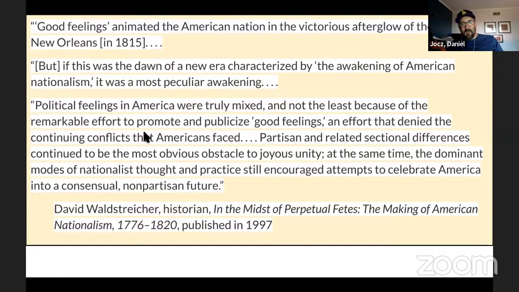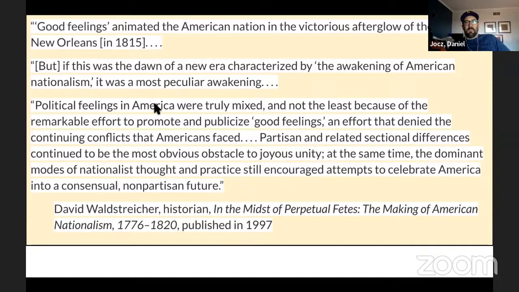But we don't know. Good feelings animated the American nation and the victorious afterglow of New Orleans. Oh, yeah, that's the battle where Andrew Jackson won and the war was over, but still he became a national hero. He's talking about the good feelings, so nationalism. Maybe he's talking about the era of good feelings. But if this was the dawn of a new era characterized by the awakening of American nationalism, it was a most peculiar awakening. So it's questioning this idea of nationalism.